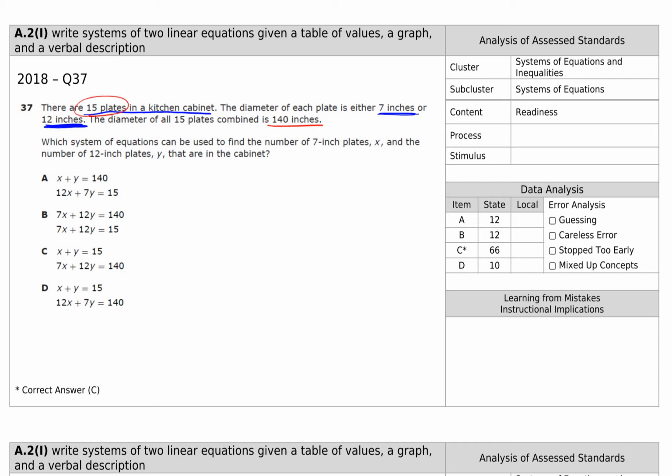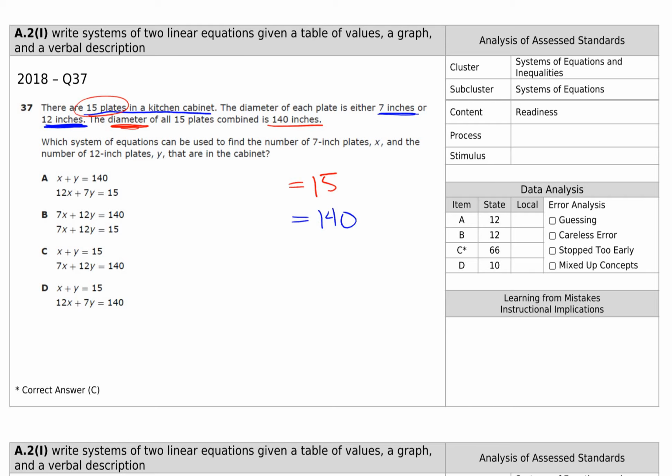15 plates in the cabinet, so one is going to be equal to 15. And then when they're talking about the lengths, that is going to give us a total of 140. So we got to keep these two things separate in our brain. One is just totals of numbers, and the other one is totals of lengths. So let's try and figure this out.